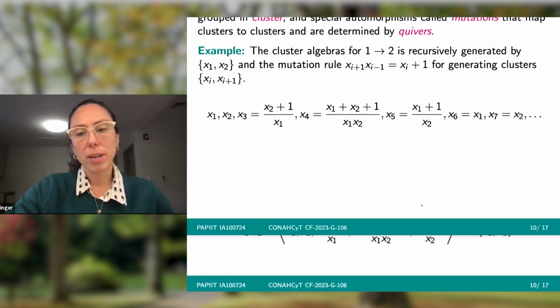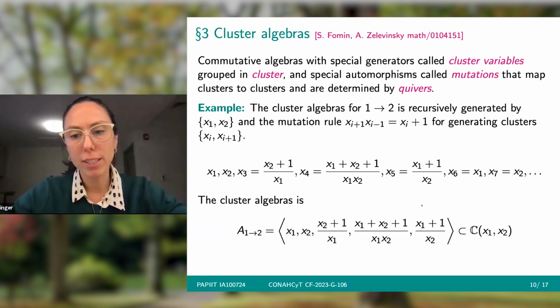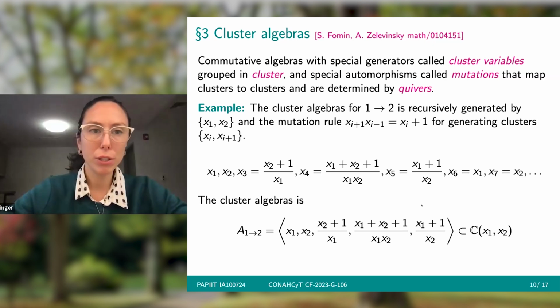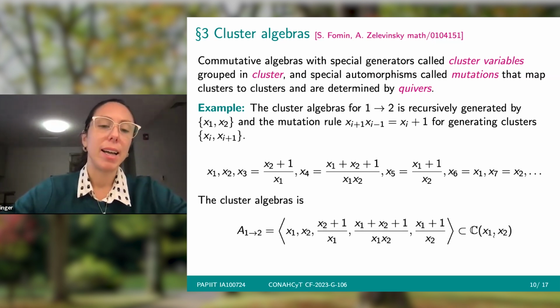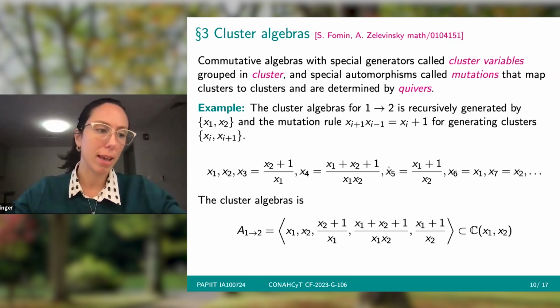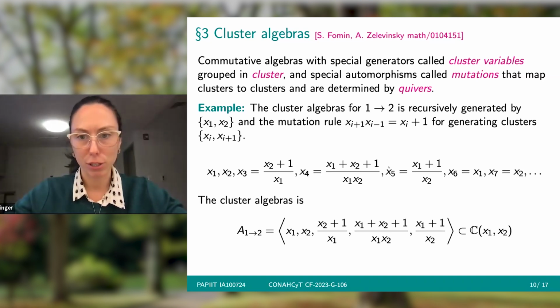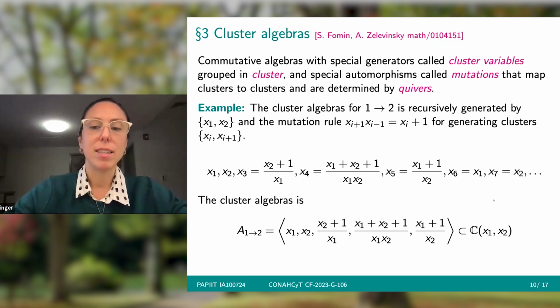And now the cluster algebra is defined, and this will be the case in general, inside the field of rational functions of some cluster that I fixed initially. And it's generated by all the cluster variables I encounter playing this game of mutation in all different directions. So in this case, I only have these 5 elements inside the ring of rational functions in 2 variables. And this is my cluster algebra.